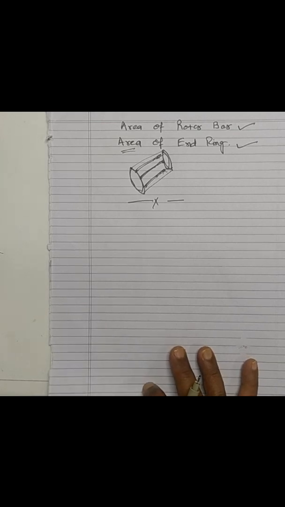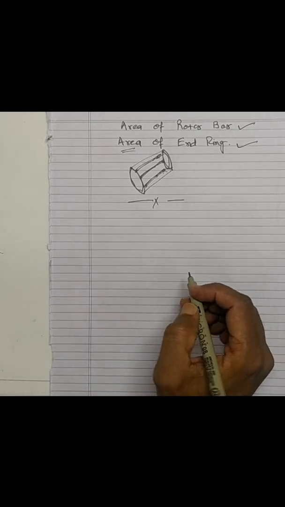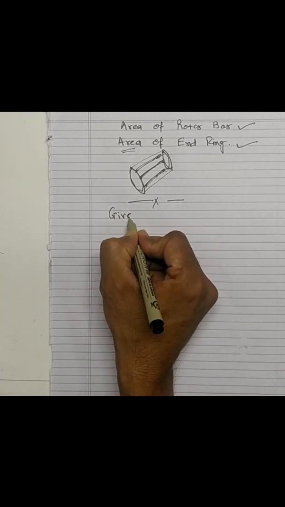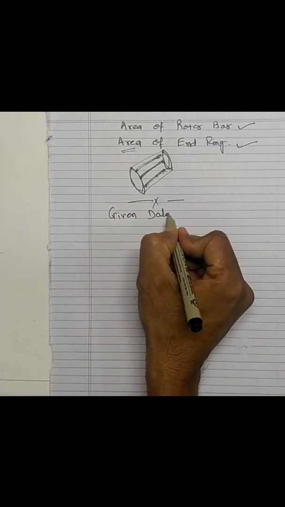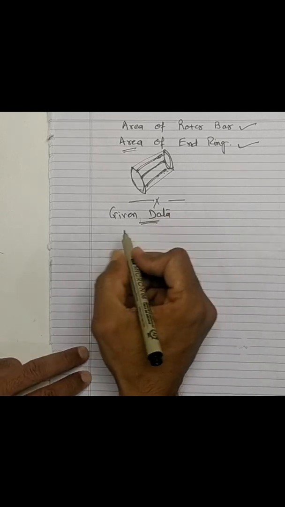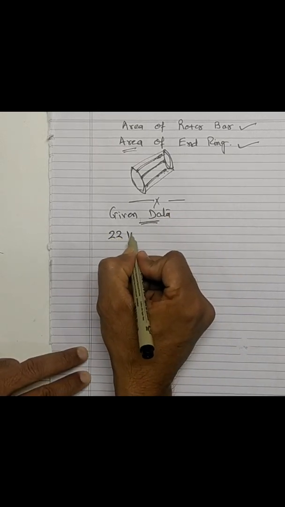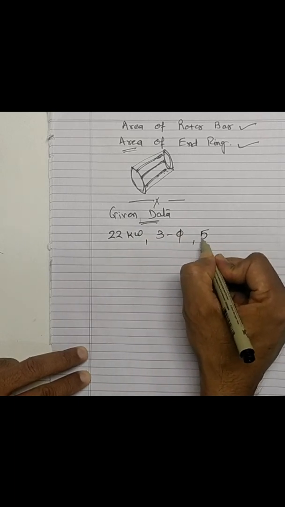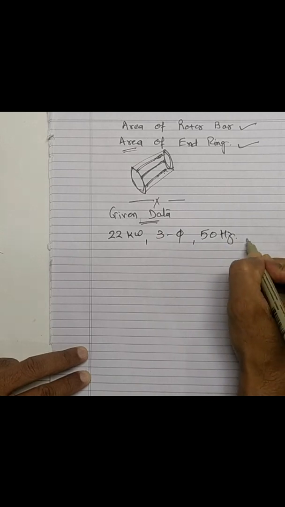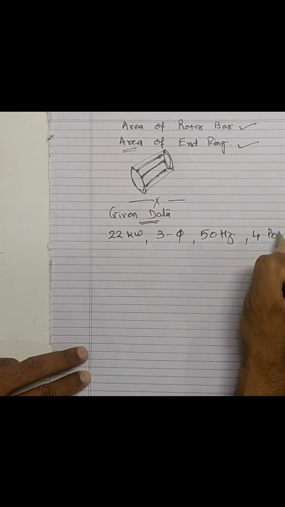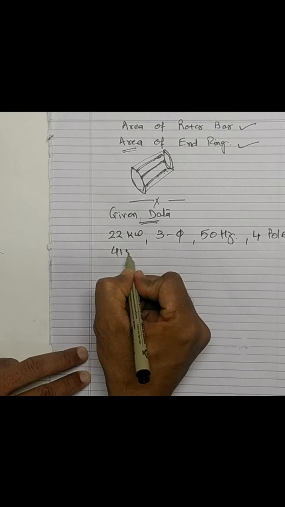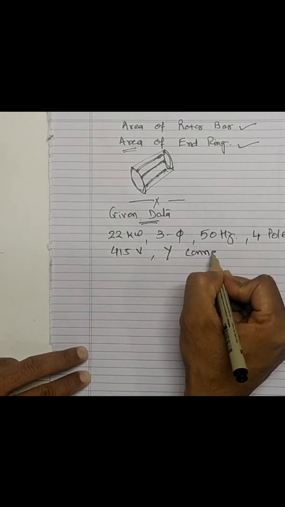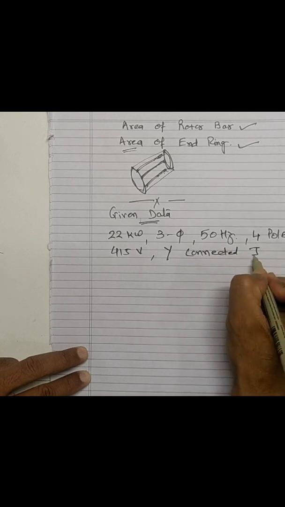Let us take one very simple numerical. Suppose the data given is 22 kilowatt, 3 phase, 50 hertz, 4 pole, 415 volt, star connected induction motor.